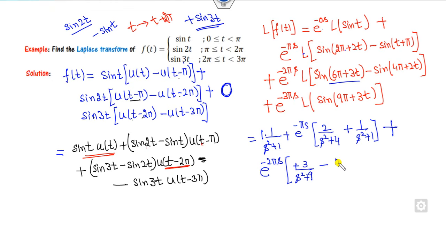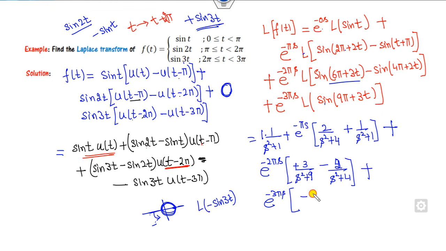Sine 2t will be a over s square plus a square, plus e raised to power minus 3πs. What is the 9π? Where does the 9π lie? It's 2π, then 4π, then 6π, 8π, 9π will be here. So 9π plus this lies in the third quadrant. In the third quadrant sine is negative, and once it's negative, it will be Laplace of minus sine 3t. What is the Laplace of minus sine 3t? This is here. So that's the right answer of this problem.